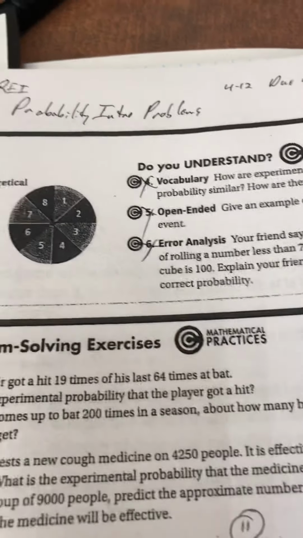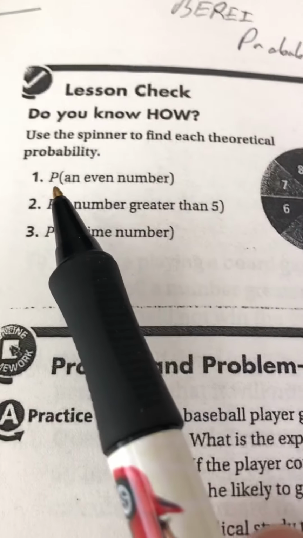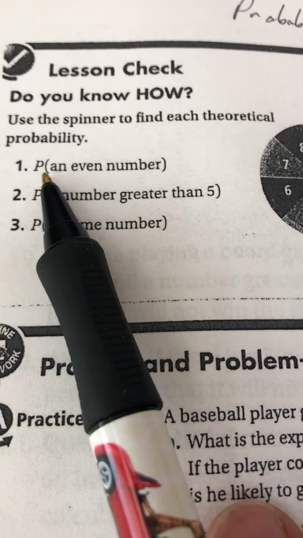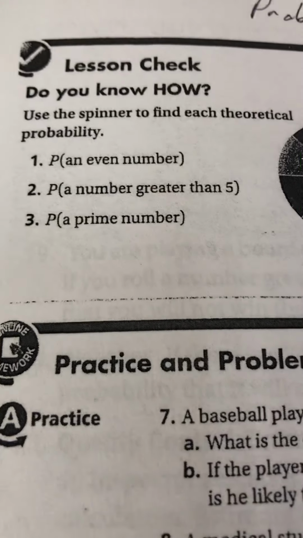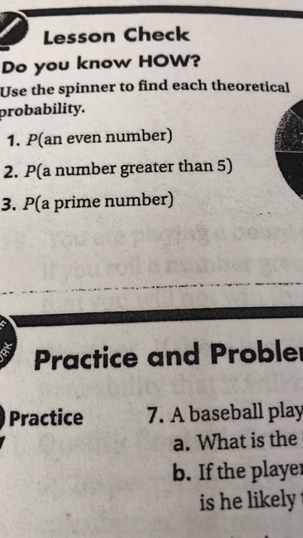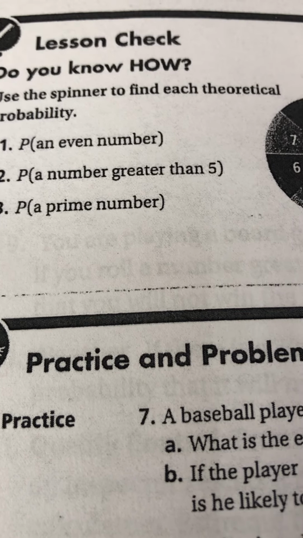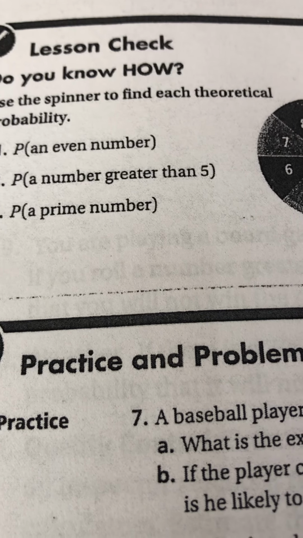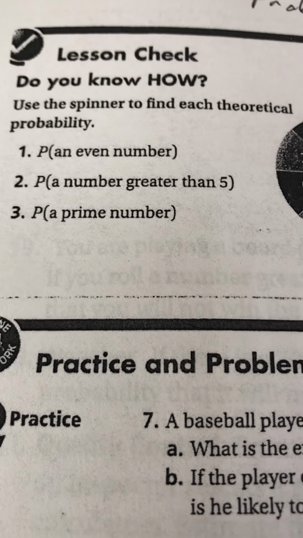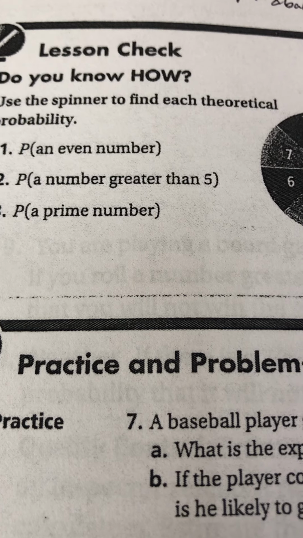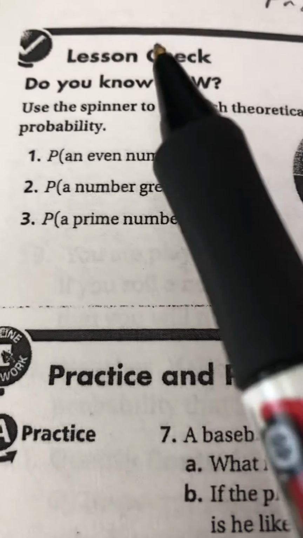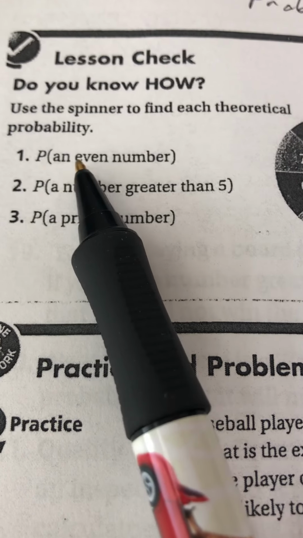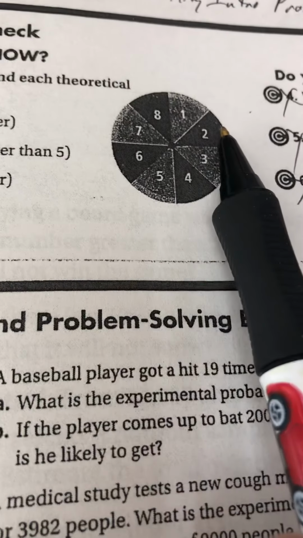So here we go. Taking a look at this first problem. Use the spinner to find each theoretical probability. I'm going to at least do half of these for you, the odd ones, and go ahead and try the even ones on your own. You can pause this as necessary, and if you're making mistakes, don't worry about it, correct them, and that's the learning process right there.